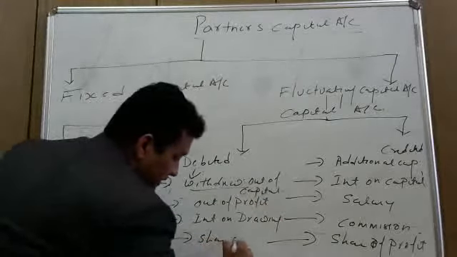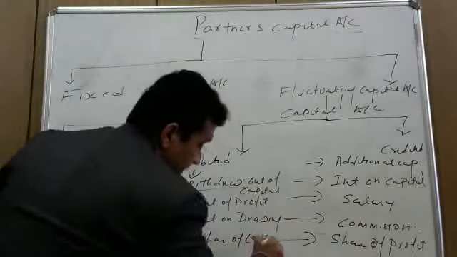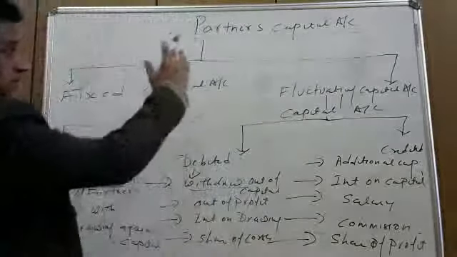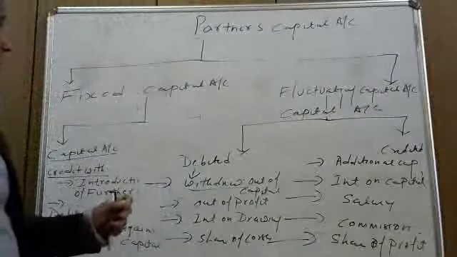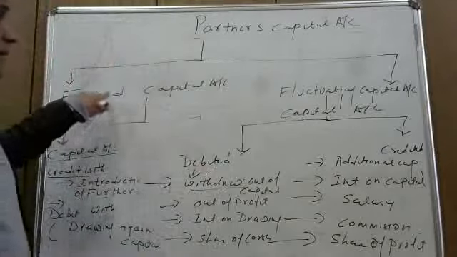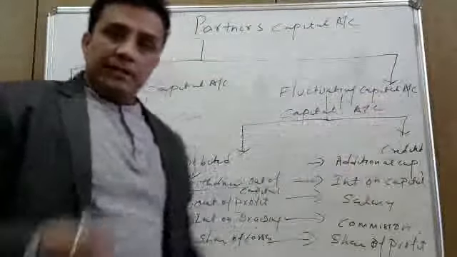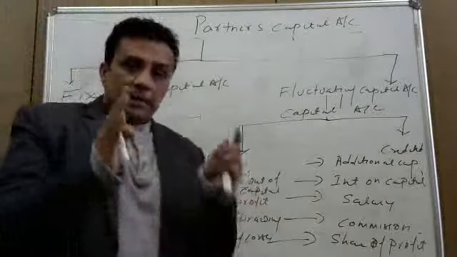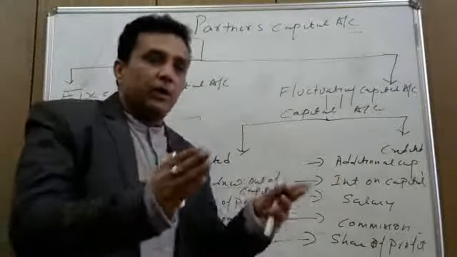His share of losses in the business, he has to bear the losses. His capital will be debited. So these are the basic structure of how to prepare a partner's capital account. The partner's capital account in a partnership is divided into two parts: fixed capital method and fluctuating capital method. That totally depends on what the question asks. जो क्वेश्चन में पूछा गया होगा उसके अकॉर्डिंग हमें करना है.